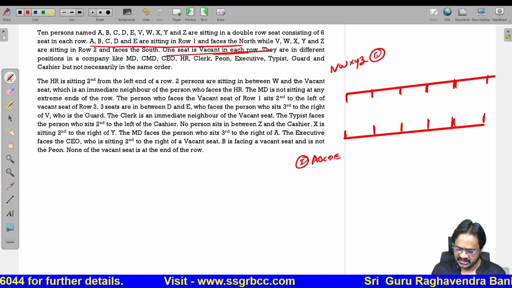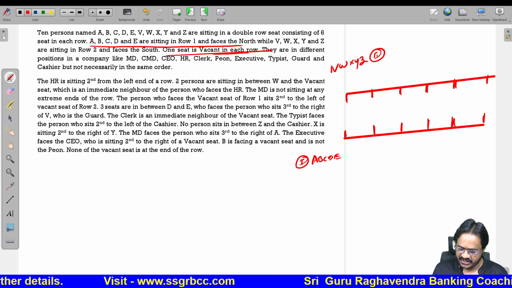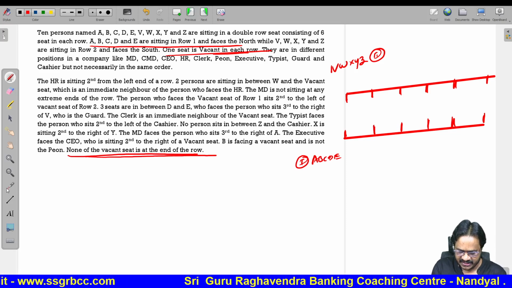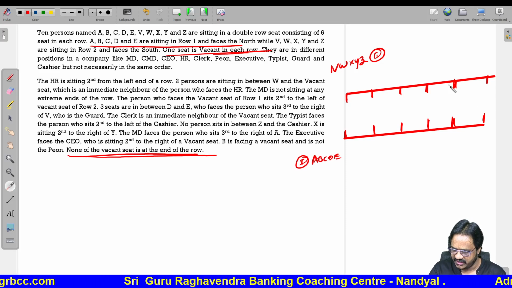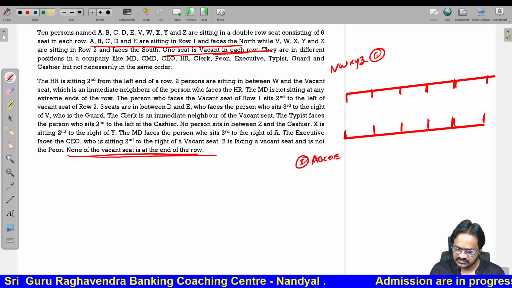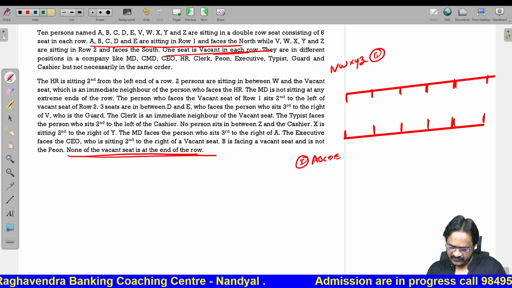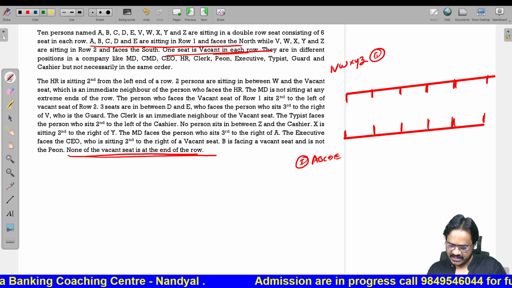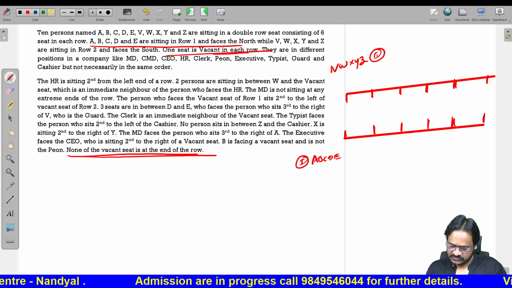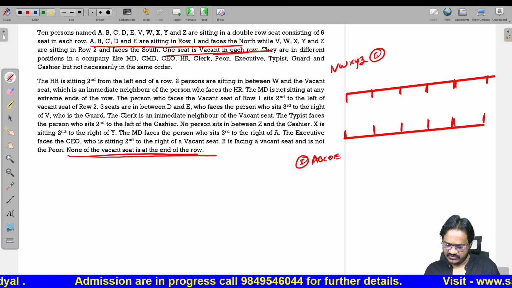Let us start the puzzle. Here one hint is given. What is that one? None of the vacant seat is at the end of the row. You can't take vacant at any of the ends. Then from where we should start, that we have to check.